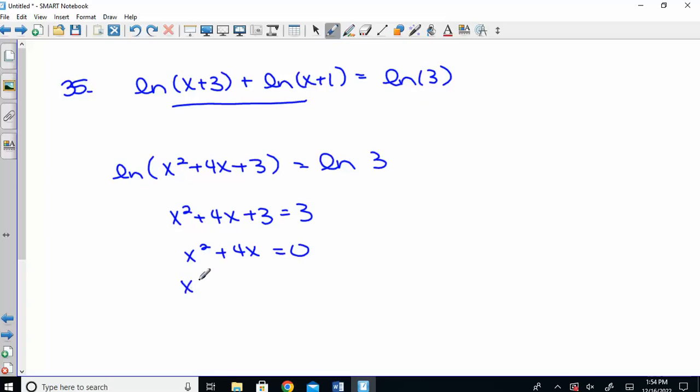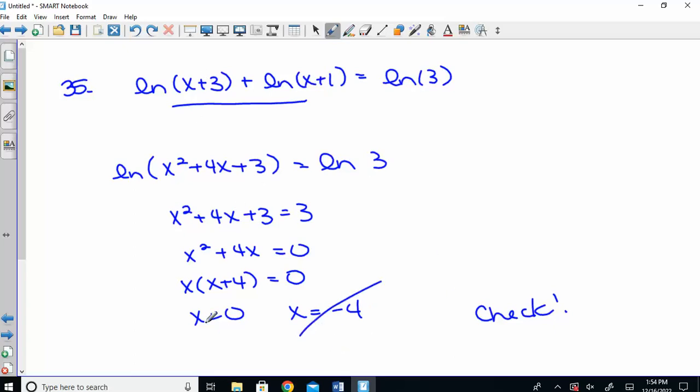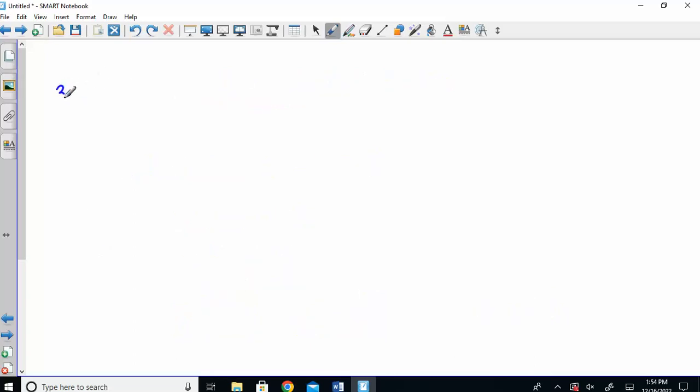Okay. What do we do now? Factor out x. So you get x equals 0 and -4. Check. 0 plus 3 is positive, 0 plus 1 is positive, so 0 works. -4 plus 3 is negative though, so -4 is not a solution, and 0 is our only option. Problem 36.